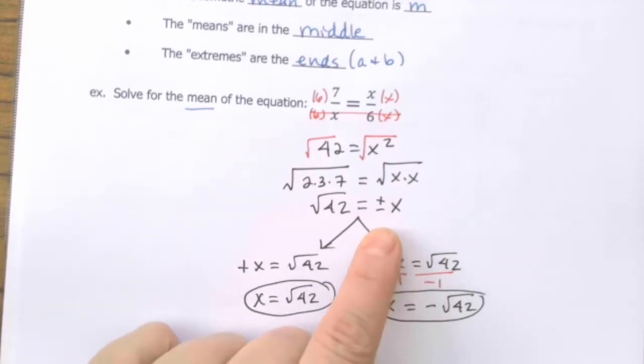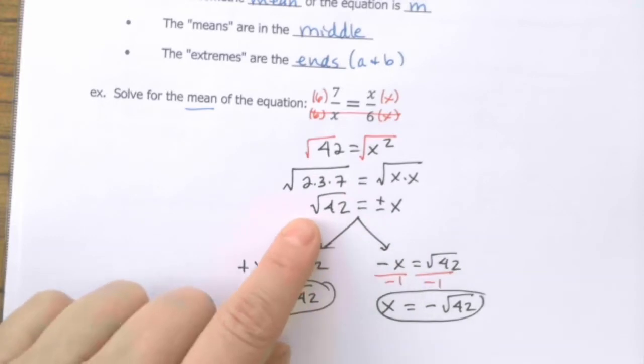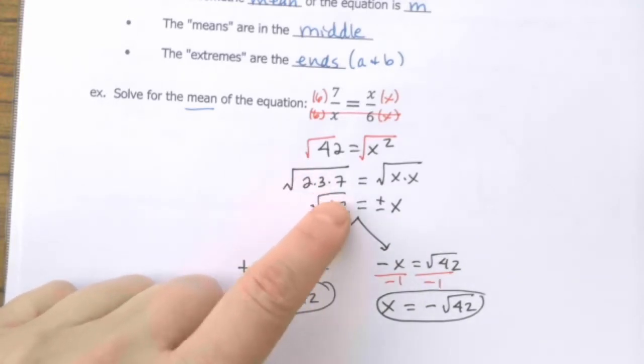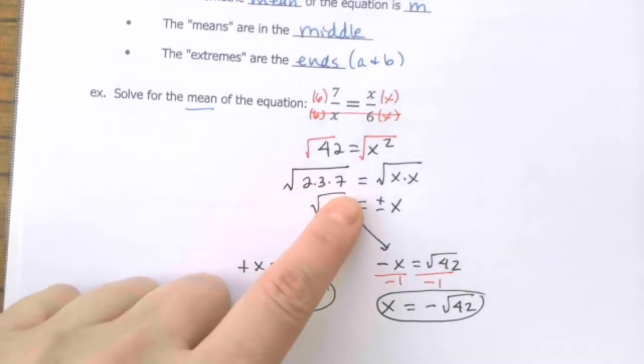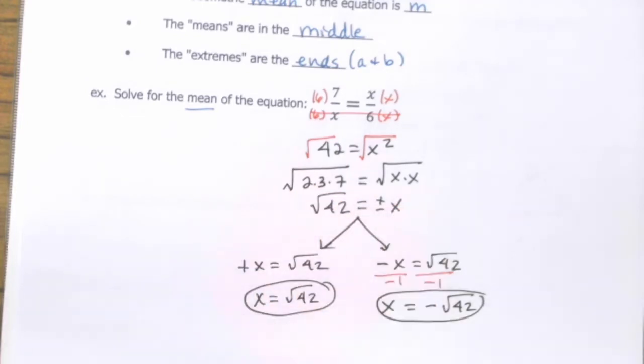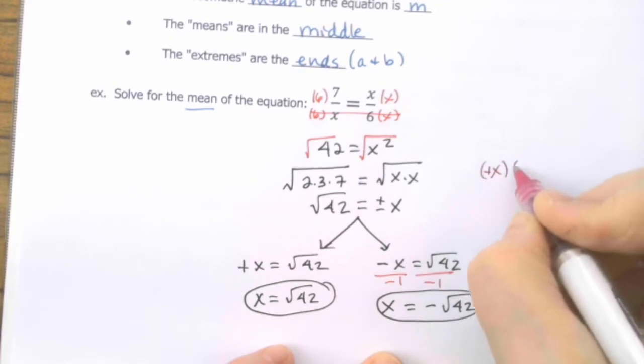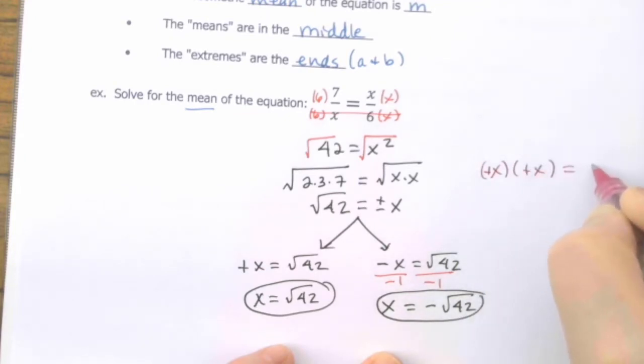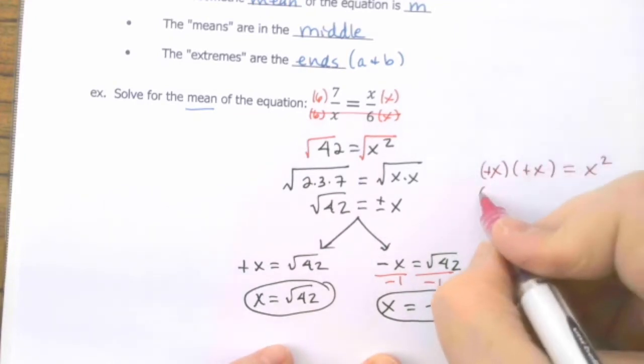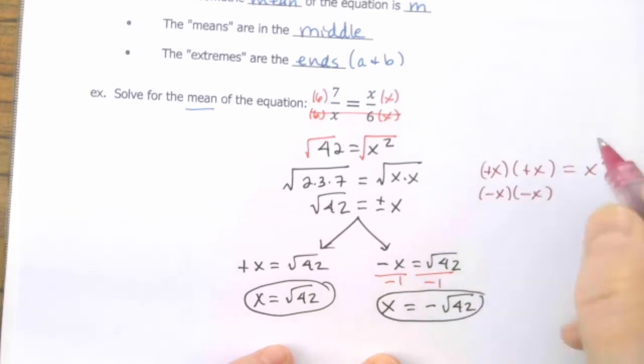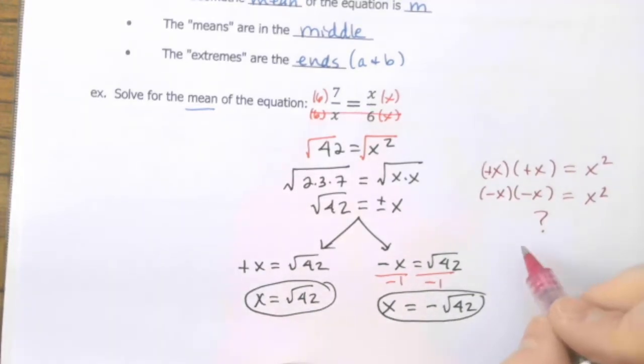The plus and minus, just to emphasize, comes from the x, not the 42. We already know what 42 is. It's 2 and 3 and 7. They're all positive. It's x that we don't know. And the mystery about x is that if it's a positive x times a positive x, we get a positive x squared. But if it's a negative x times a negative x, if x is negative, we also get a positive x squared. So it's difficult when solving because both are possible.